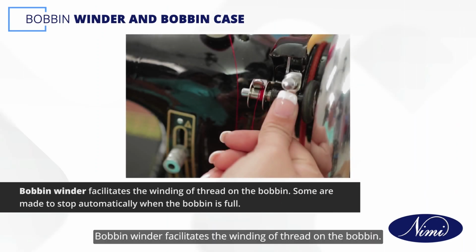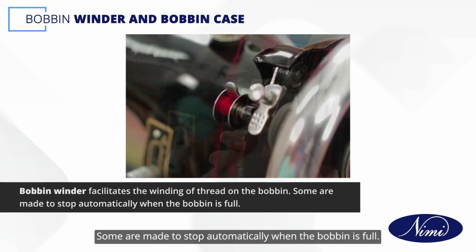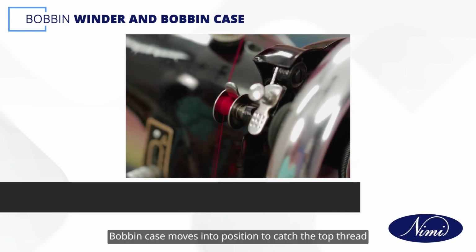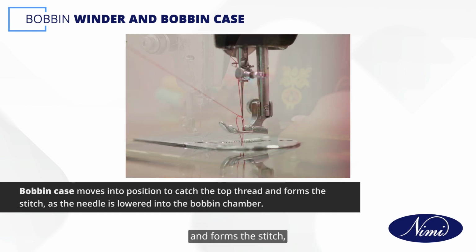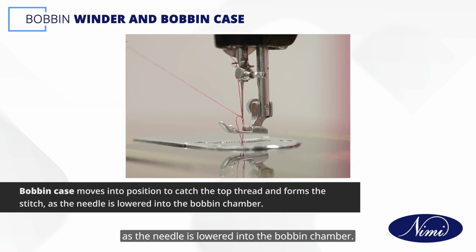Bobbin winder facilitates the winding of thread on the bobbin. Some are made to stop automatically when the bobbin is full. Bobbin case moves into position to catch the top thread and forms the stitch as the needle is lowered into the bobbin chamber.